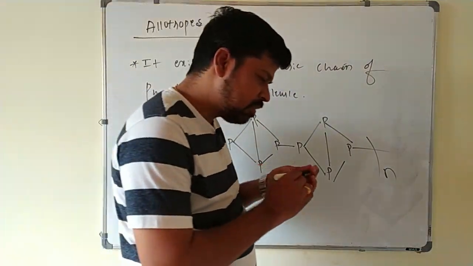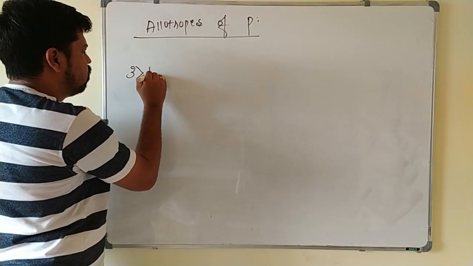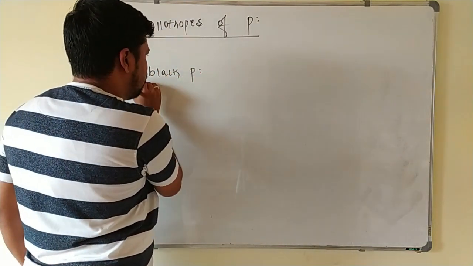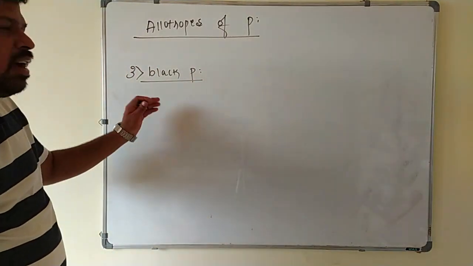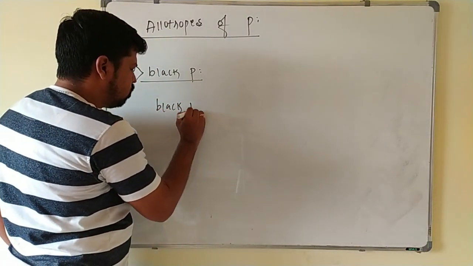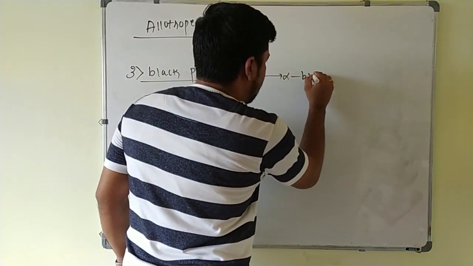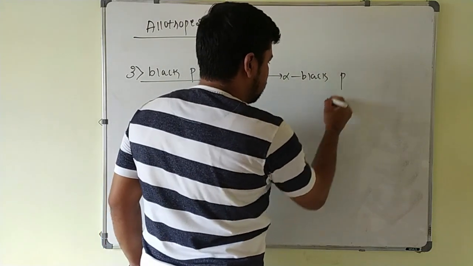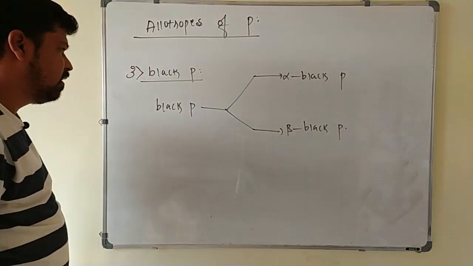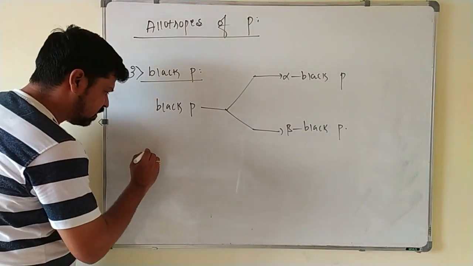Next one, black phosphorus. Third one is black phosphorus. Actually this black phosphorus exists as alpha and beta black phosphorus. It has two forms: one is alpha black phosphorus, second one is beta black phosphorus. Okay, I will write some reactions, that is the interconversion of white and red phosphorus to black phosphorus.